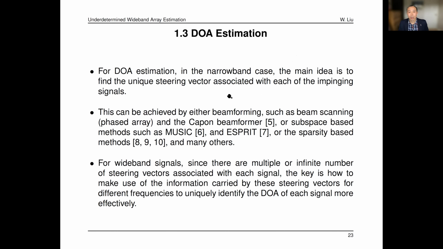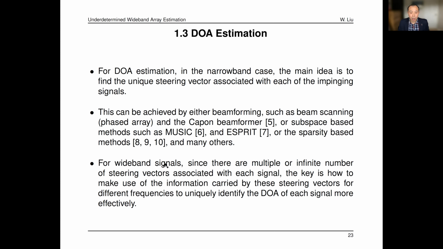That's beamforming. Now for DOA estimation. In the narrowband case, the main idea is to find the unique steering vector associated with each of the impinging signals. This can be achieved by beamforming, where we scan the whole space, such as beam scanning or the Capon beamformer, so it's still a beamforming approach. Or by subspace-based methods we have been very familiar with, like MUSIC, ESPRIT, or sparsity-based methods. I just list a few of them because there are many others.